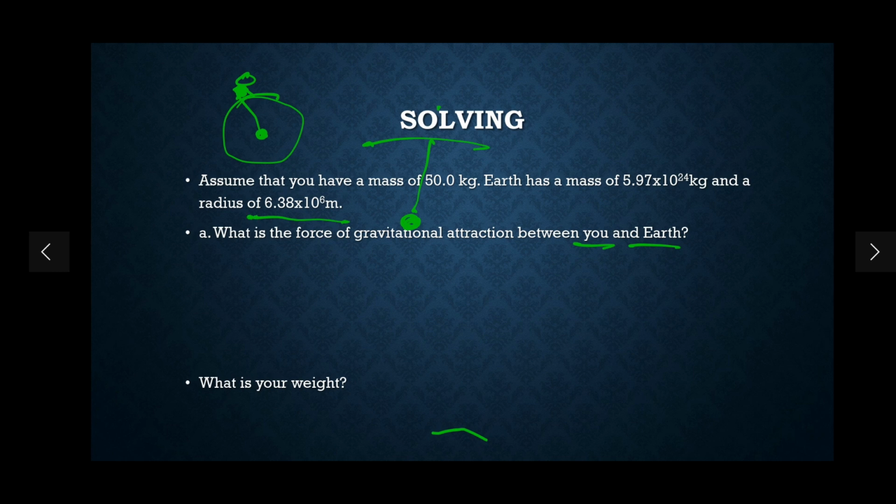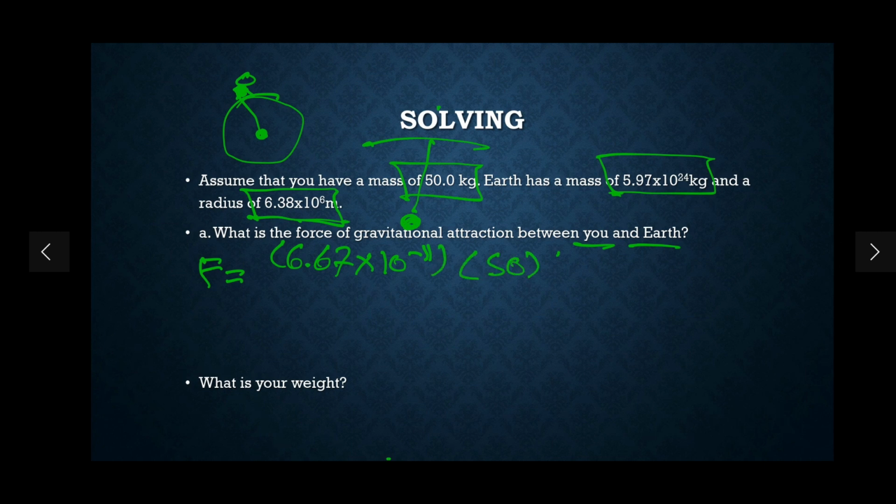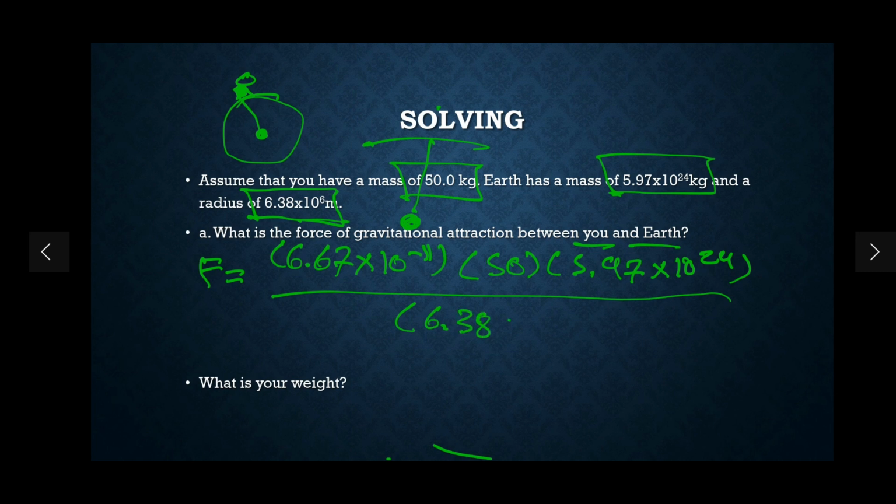So the values that we have are the distance, the mass of the person, and the mass of Earth. Let's solve. F equals 6.67 times 10 power of negative 11 times 50 times 5.97 times 10 power of 24, over the distance 6.38 times 10 power of 6 squared. If we solve all of this, we get F equals 489 newtons. So the gravitational attraction between you and Earth is 489 newtons.